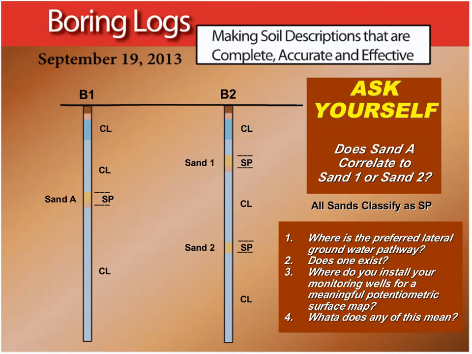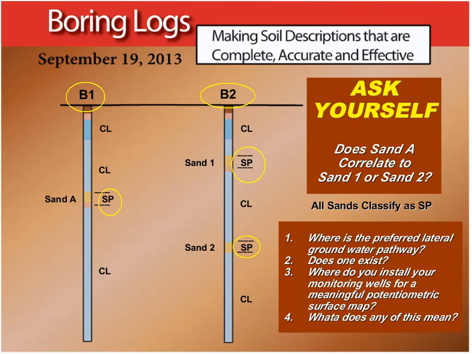Let's look at this problem a little bit differently. Let's consider the simple and common scenario shown on the screen. We have two boring logs, boring B1 and boring B2. Each shows lean clay, with the soil classification symbol of CL based on the Unified Soil Classification System. Boring B1 also shows an interval classified as poorly graded sand, SP here, and boring B2 shows two intervals classified as poorly graded sand, SP, shown here.